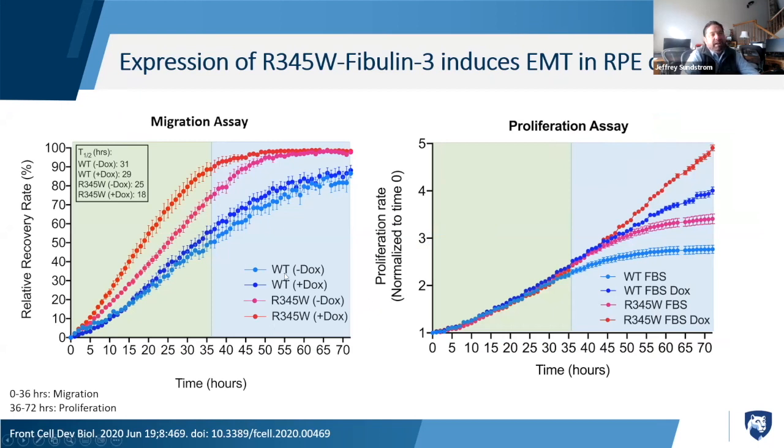And you can see, by expressing wild type versus mutant fibulin 3, when you do the scratch, wild type cells are able to close the wound in a certain amount of time after induction of expression, whereas mutant cells are able to cross that wound much faster. More like, I'm sorry, the wild type cells take about 30 hours to close the wound, and the mutant cells take roughly 18 to 25 hours. They do start to proliferate, but that's not until approximately 36 hours in this assay.